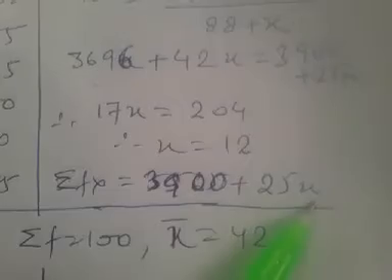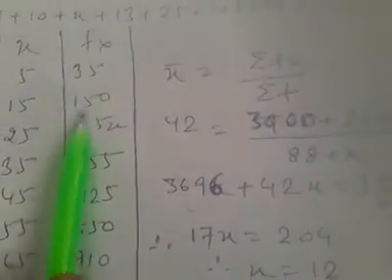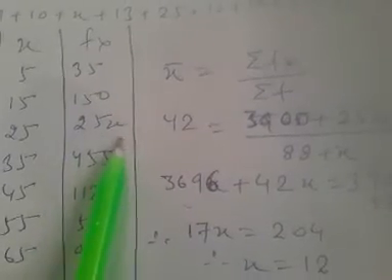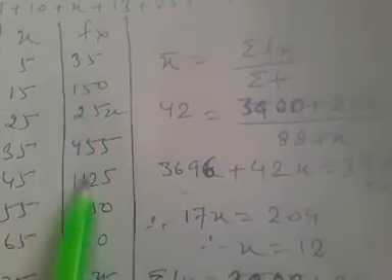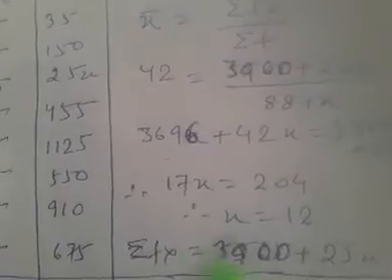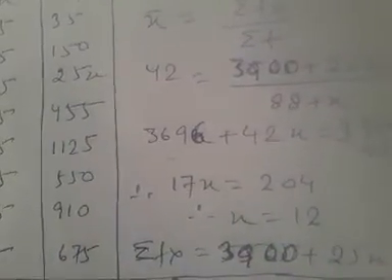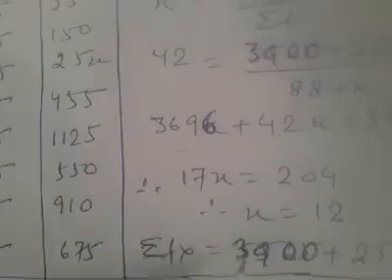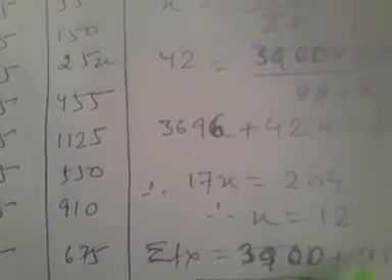Now in this way we have obtained all the fx. But after that we have to find the summation of fx. It means that all fx will be added. When we add all these fx, we get 3900 plus 25x. Here, when we add all these fx, 25x will be left, and when we add all the numbers, we get 3900, and then 25x will be added to make the summation fx equal to 3900 plus 25x.